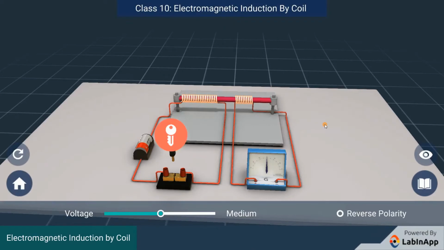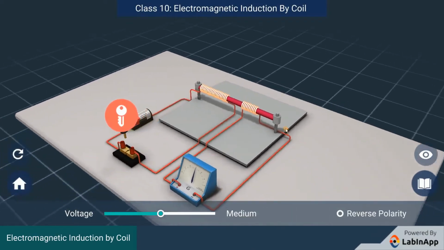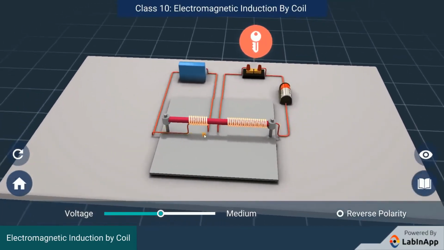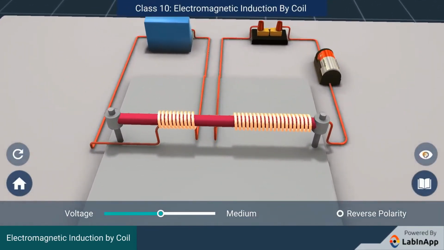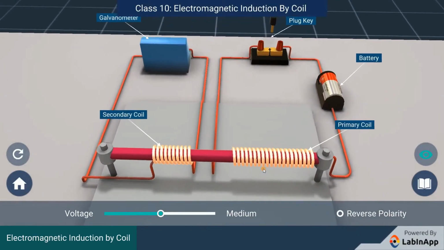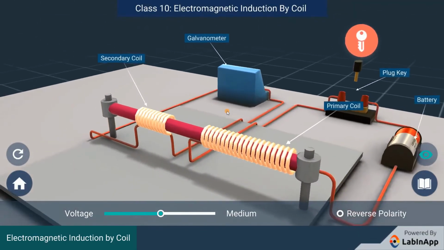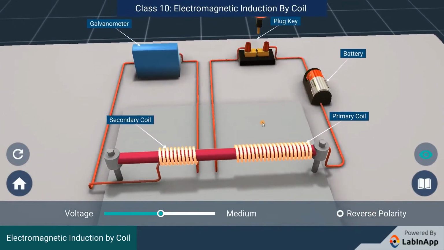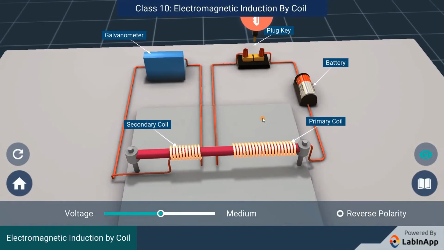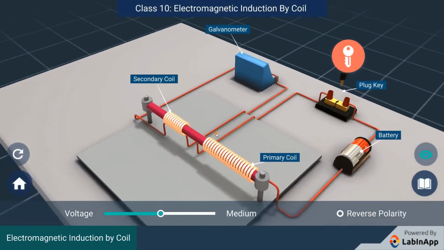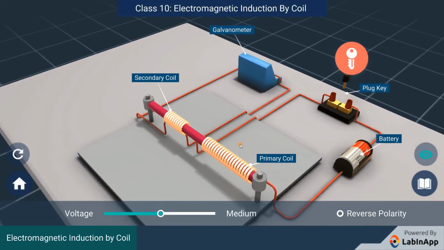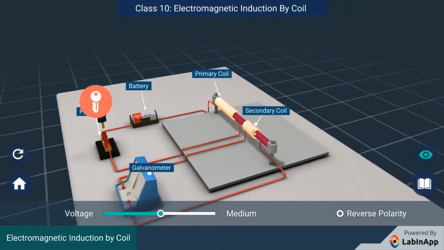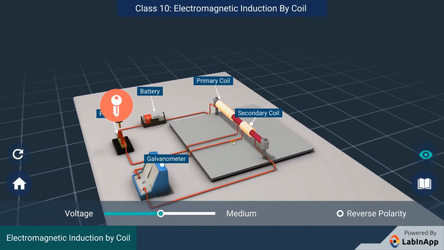Let us study electromagnetic induction with the help of a current carrying coil. We have taken two coils of copper wire with a large number of turns wound on a non-conducting roll. One of the coils with the largest number of turns is called the primary coil, which is connected to a power supply. And the other coil is only connected to a galvanometer, called the secondary coil.